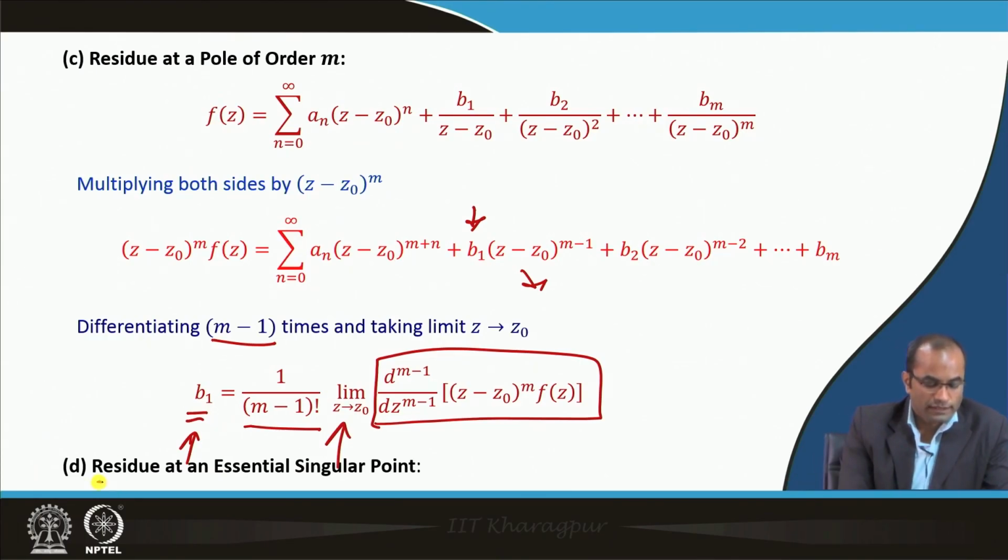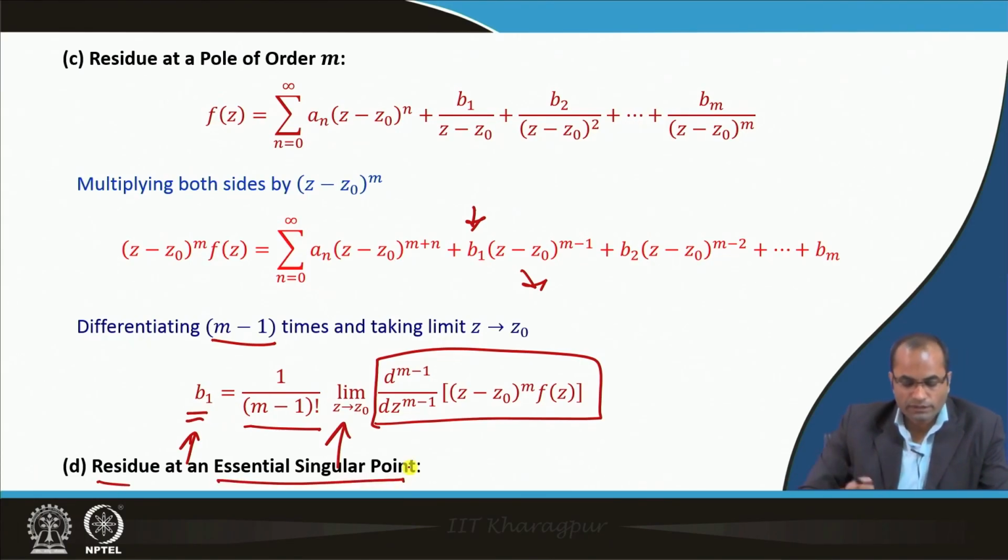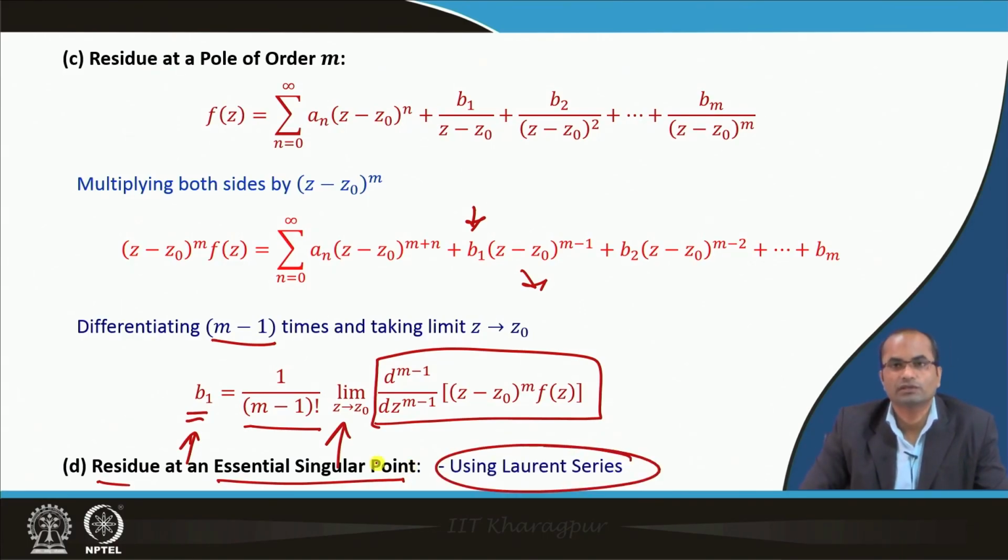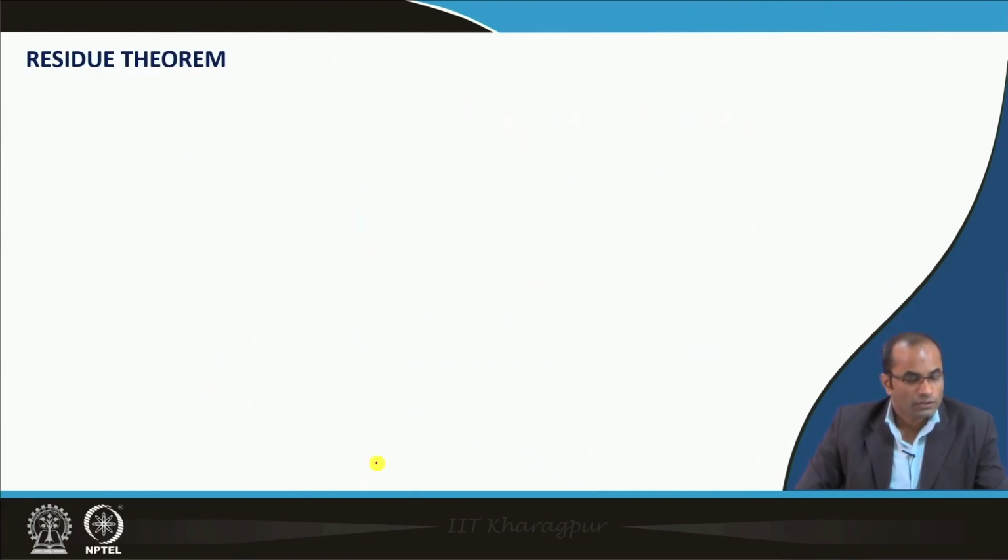Now, for the residue at an essential singular point, we basically have to use the Laurent series expansion and then get the coefficient of 1 over z minus z naught. Well, coming to this important theorem, the residue theorem, we have discussed how that integral can be evaluated as 2 pi i B1.